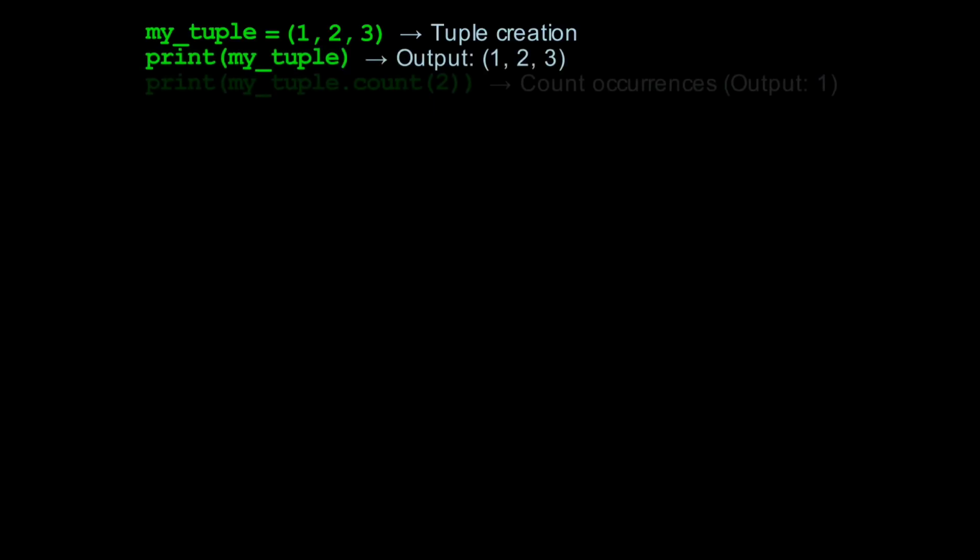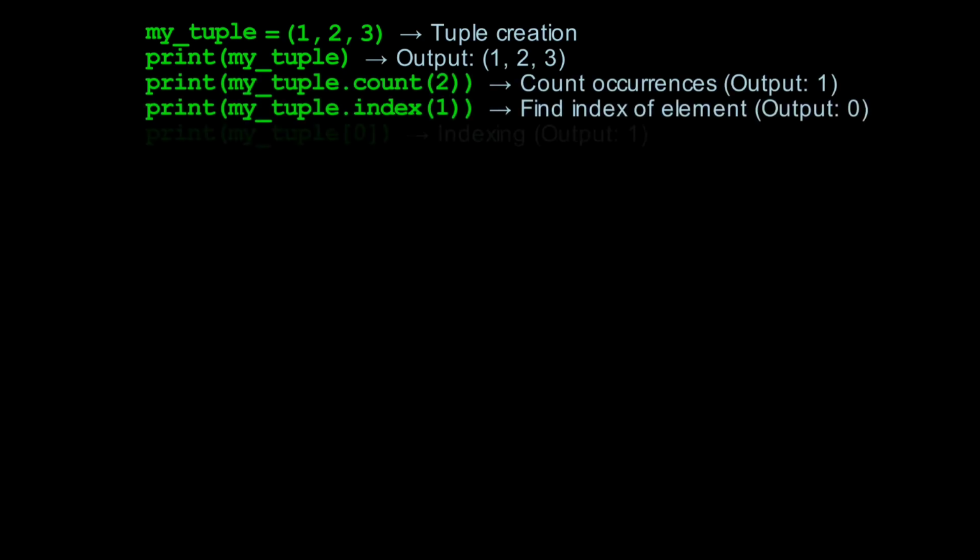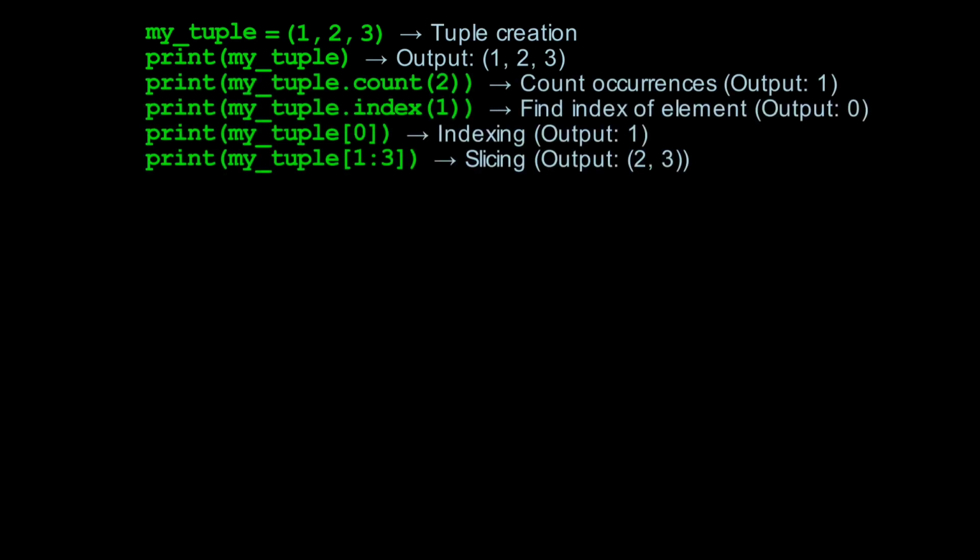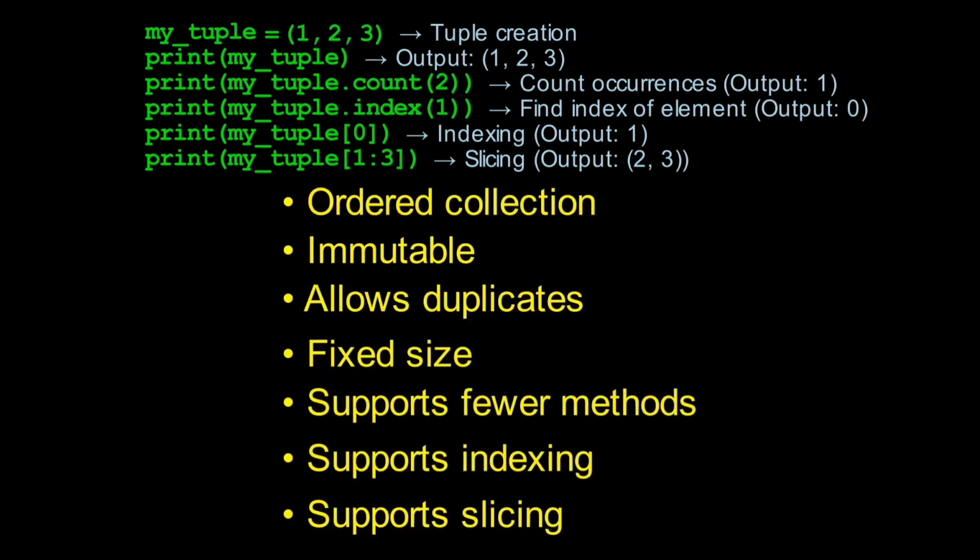Let's create a tuple using parentheses. My tuple assigns 1, 2, 3. When we print our tuple, we see its elements enclosed in parentheses. The count method shows how many times an element appears. The number 2 appears once in our tuple. The index method finds an element's position. 1 is at index 0. We can access the elements using index notation and slice tuples just like lists, extracting a portion of the tuple. Python tuples are immutable ordered collections that store multiple items efficiently with fixed structure and minimal memory overhead.